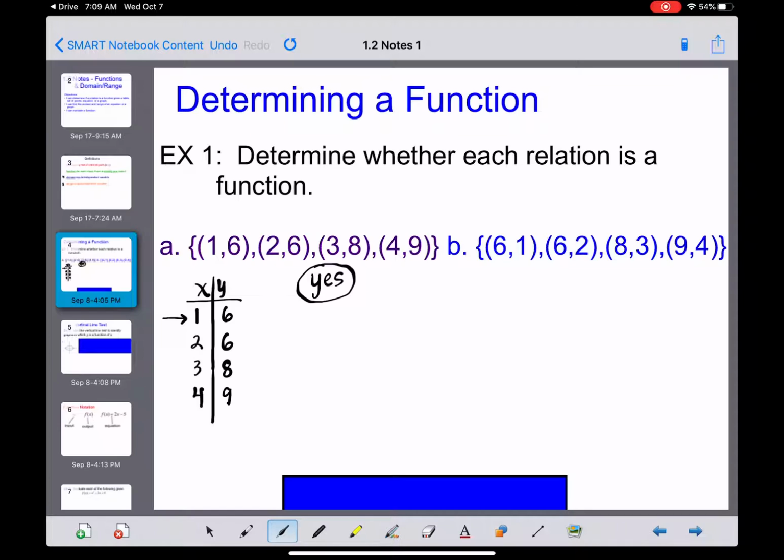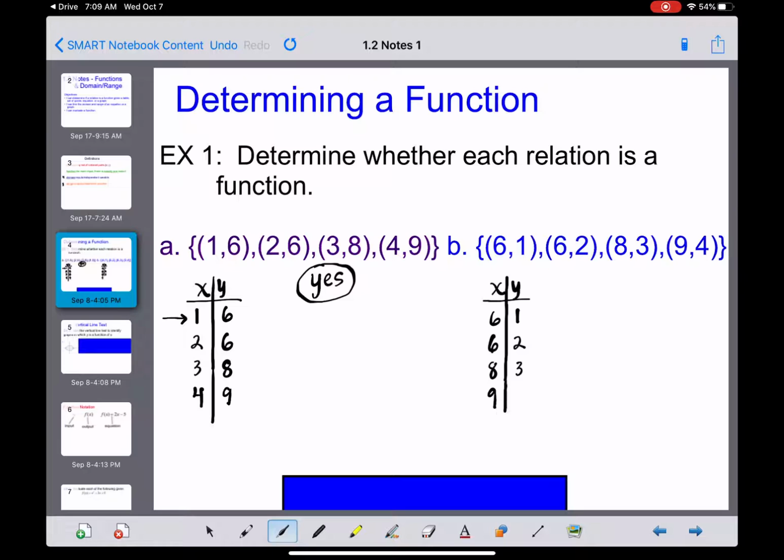But you'll see for part B, we have the set. And again, you'll see the little braces here, okay? Those little funky brackets, those little braces, that just says it's a set. So these are just representing multiple ordered pairs here. So we have (6, 1), (6, 2), (8, 3), and (9, 4). So I'm going to go ahead and put those in a table so we can kind of visually see it the same way we saw the last one.